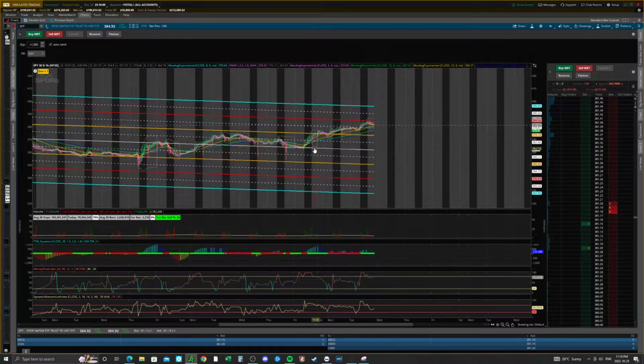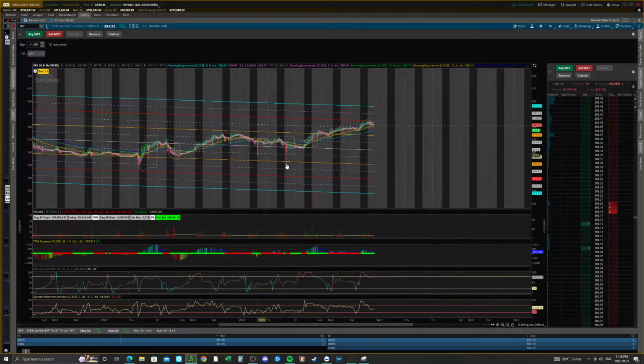Here it actually held that support, that solid white line, and it actually took a run, tested that resistance level, right? So these act as support and resistance levels. Tested that level, dipped a bit, held the MAs, and then made another run, right? And now it broke through that dash line. Now it's testing that next resistance level. So you can use this as support and resistance, and you can also use it to help you map out your entries and exits.